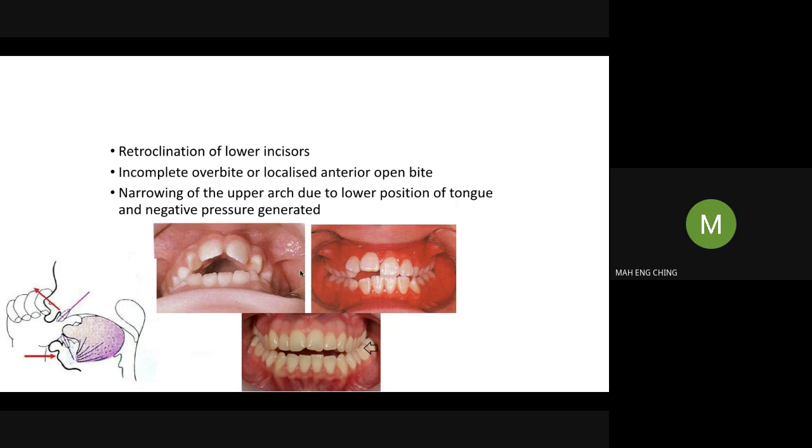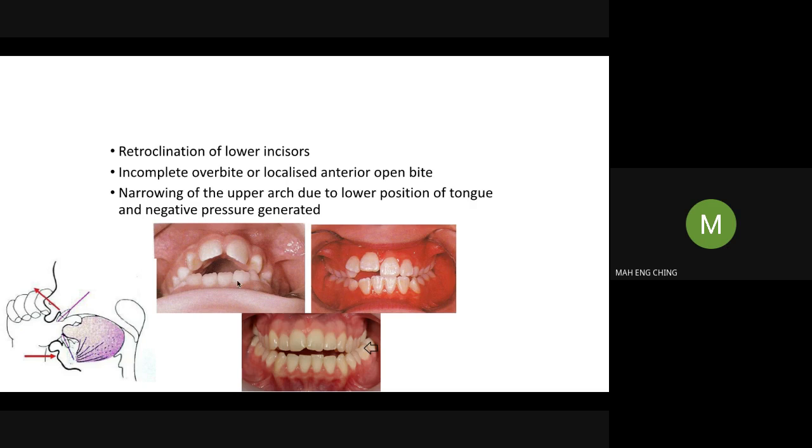Whenever they suck the tongue or any fingers, they're using the buccinator muscle. See, the buccinator muscle is on the left and right. So this buccinator muscle is going to compress or constrict the upper arch. Usually when they have a tongue sucking habit, they can have narrowing of the upper arch due to the pressure created by the buccinator muscle. So the patient has proclined upper incisors, a narrow upper arch, an anterior open bite, and sometimes proclination of the upper incisor and retroclination of the lower incisor.